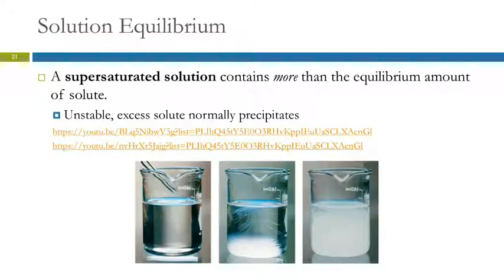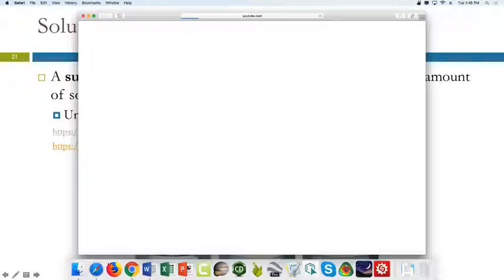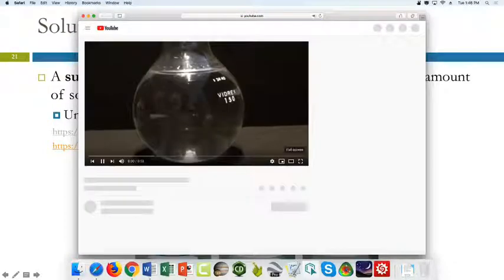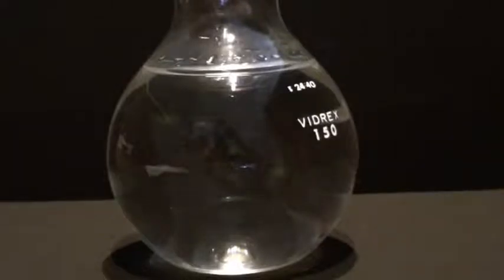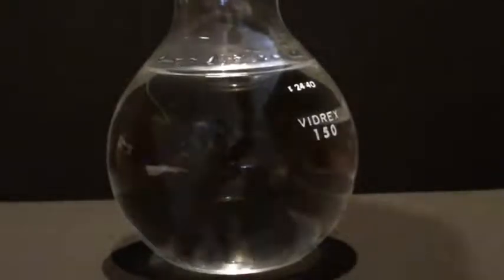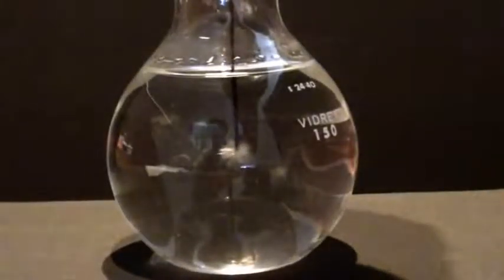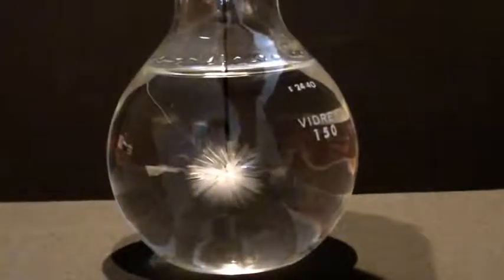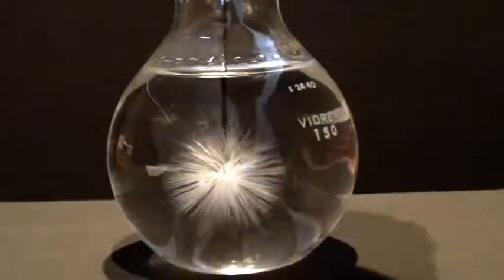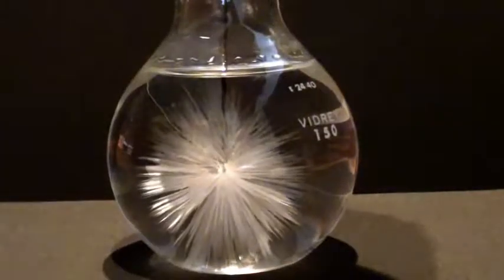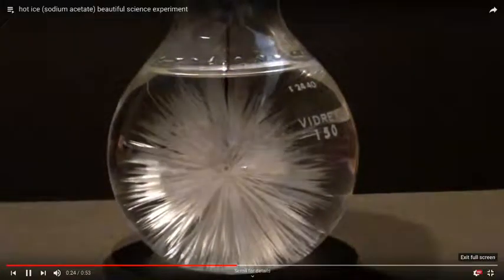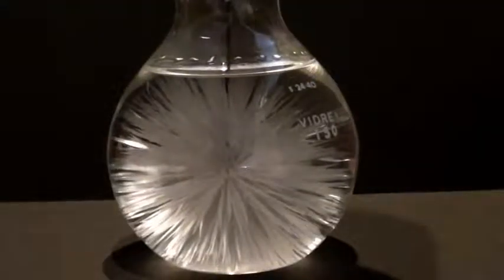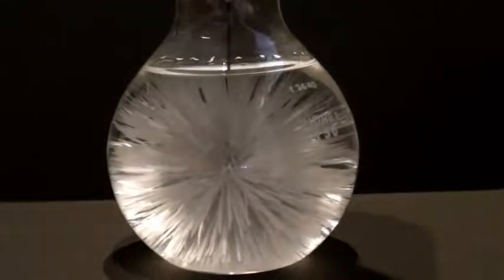But here I've got a couple of videos of this happening. So that's supersaturated sodium acetate, and they stick some sort of a metal rod in there. And that gives the crystals a place to begin forming. And so they come out of solution very quickly. You watch them grow. Isn't that cool?